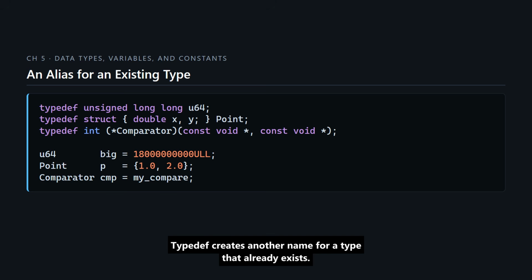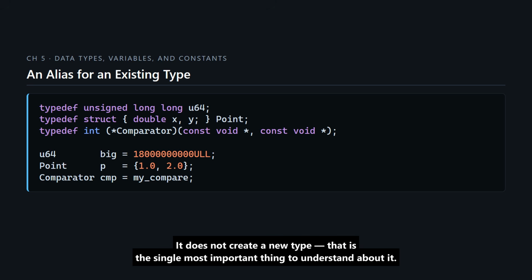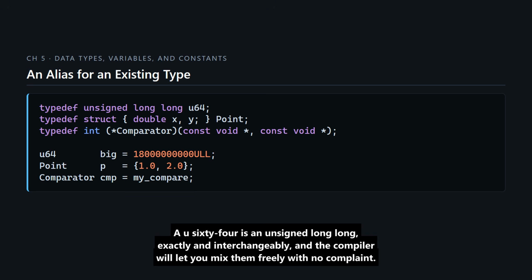Typedef creates another name for a type that already exists. It does not create a new type. That is the single most important thing to understand about it. A U64 is an unsigned long exactly and interchangeably, and the compiler will let you mix them freely with no complaint.